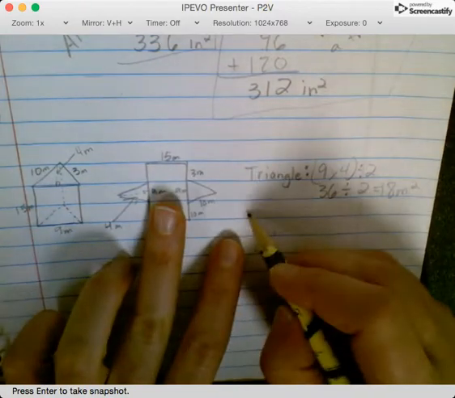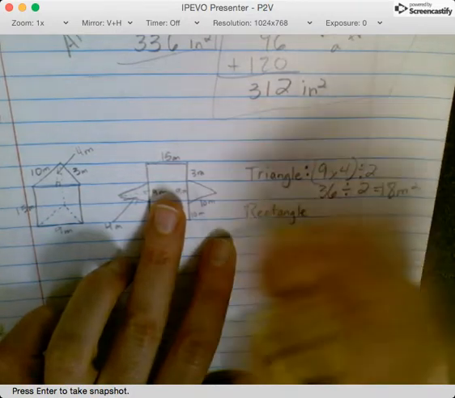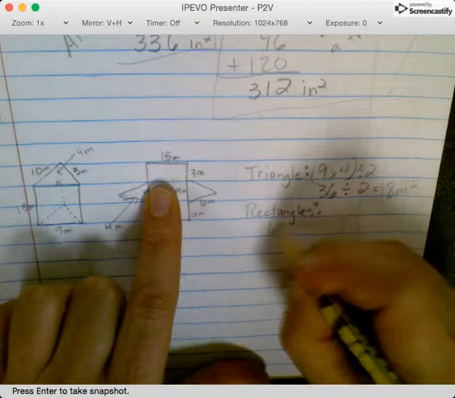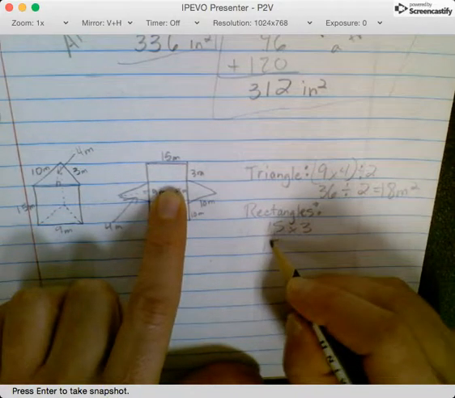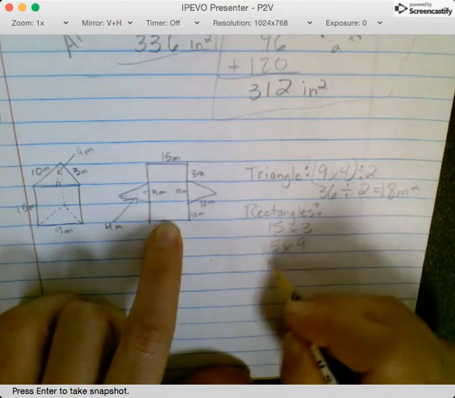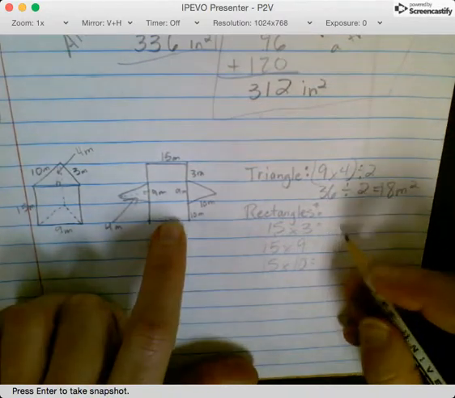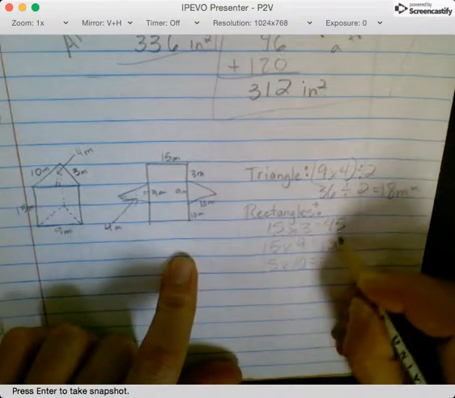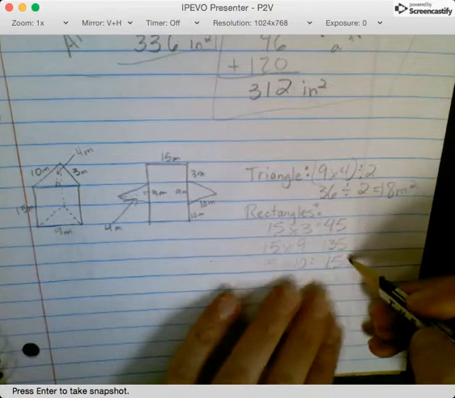Let's do the rectangles. And the rectangles are just length times width. So we have 15 times 3, 15 times 9, and 15 times 10. So 15 times 3 is 45. 15 times 9 is 135. 15 times 10 is 150. That gets us all the rectangles.